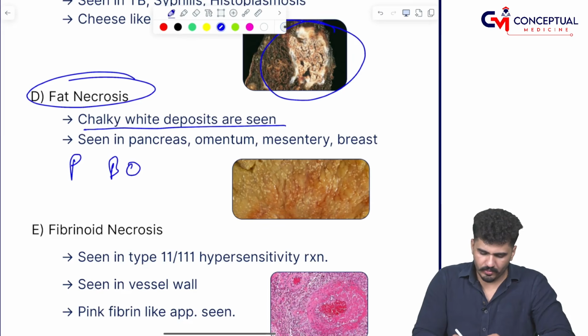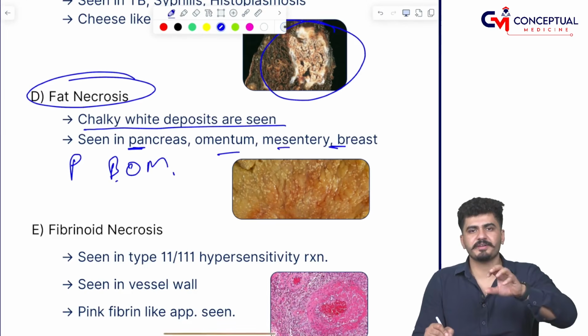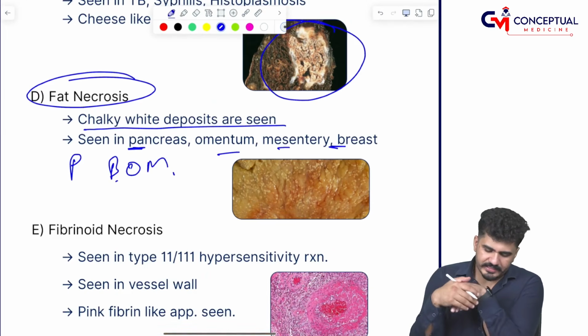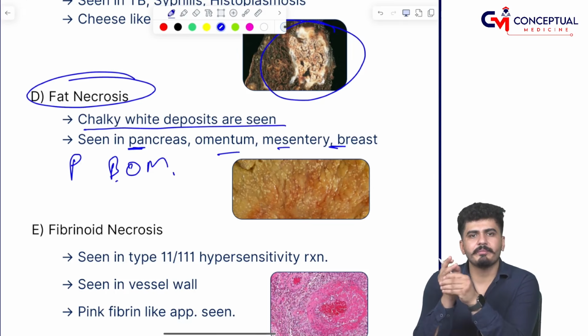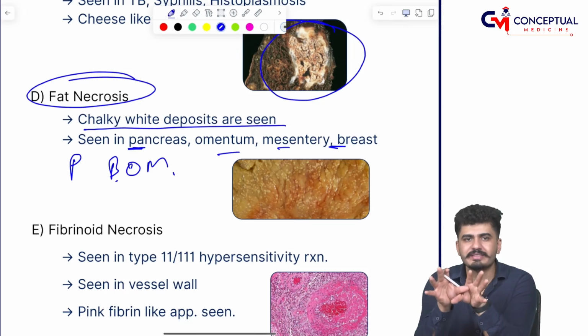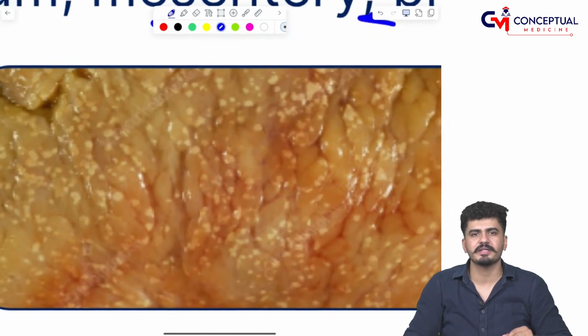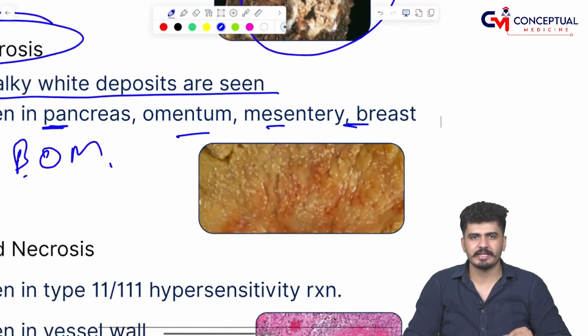Where are they seen? PBOM. P for pancreas, B for breast, O for omentum and mesentery. This question I have seen in the exam, myself. So my dear friends, this is your pancreas, omentum, mesentery and breast. Here you will see a fat necrosis where the chalky white deposits are seen. You can very well appreciate it in this image also, right next to me, sir.